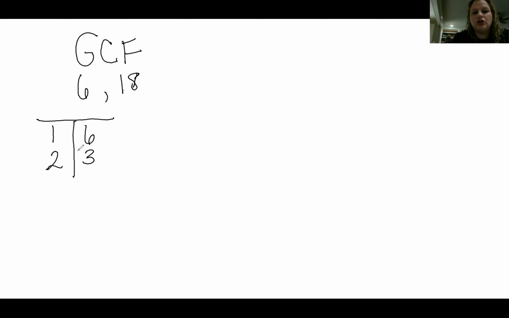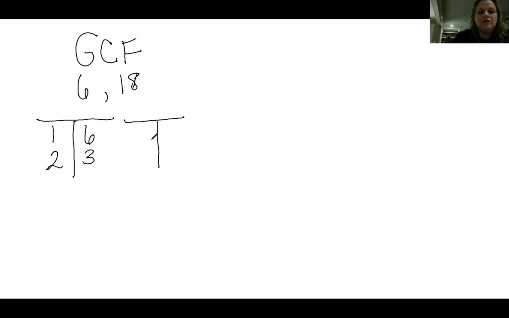I'm doing a T-chart for space. 1, 6, 2, 3. See how there's nothing between 2 and 3? So even if I tried to put another number times something, it would just end up being 1, 2, 3. Oh, well, 3 is already over here, so we're done. Those are the factors of 6. Notice how there's nothing bigger than 6.